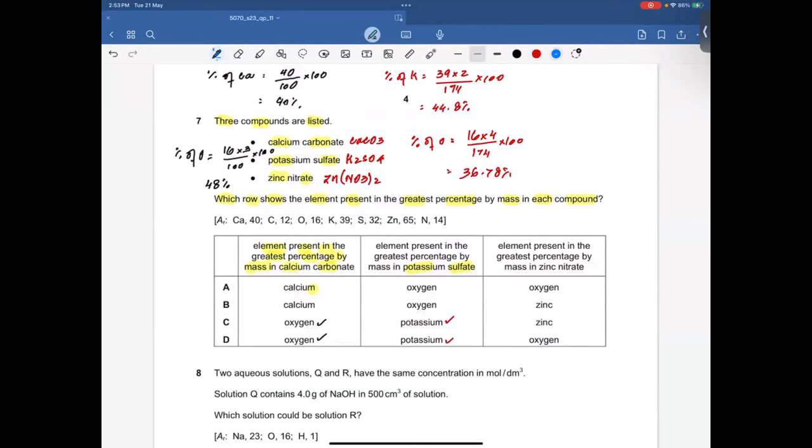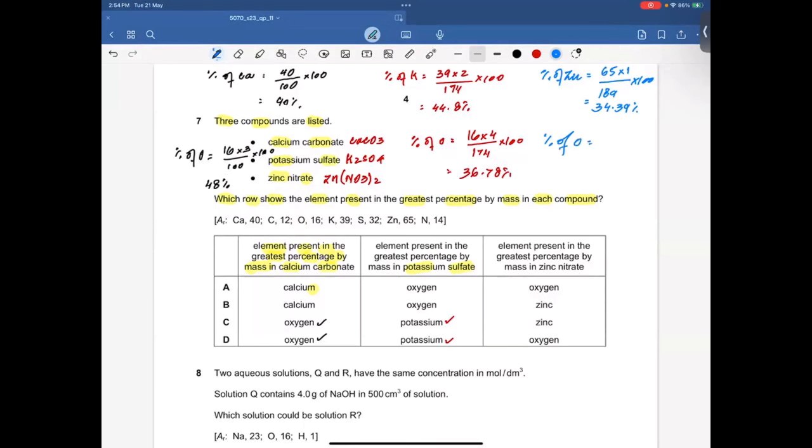I'm running out of space. Let me check zinc nitrate. The percentage by mass of zinc, first of all. Zinc has a mass of 65. We have 1 zinc atom, times 1 divided by the Mr of zinc nitrate. Wait, 14 plus 16 times 3, that's 62, times 2 is 124, plus 65, 189, times 100. So 65 divided by 189 times 100 is basically 34.39%.